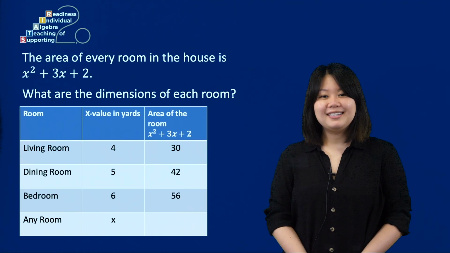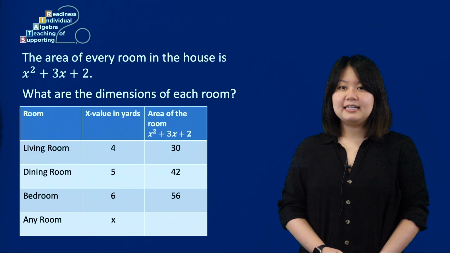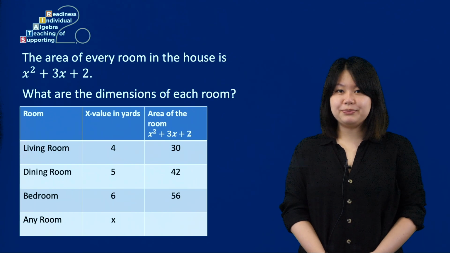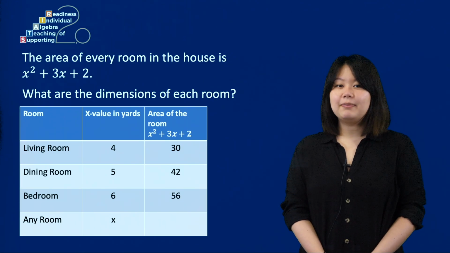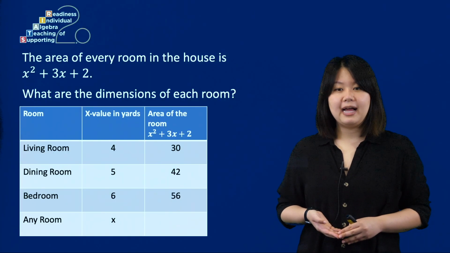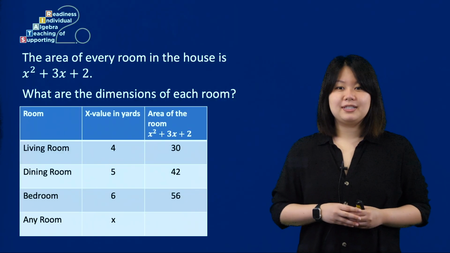So let's get started, and first let's read the problem. The area of every room in the house is x squared plus 3x plus 2. What are the dimensions of each room? In this problem, we're trying to figure out what the factors are that we will multiply together to give us a product, which is x squared plus 3x plus 2.